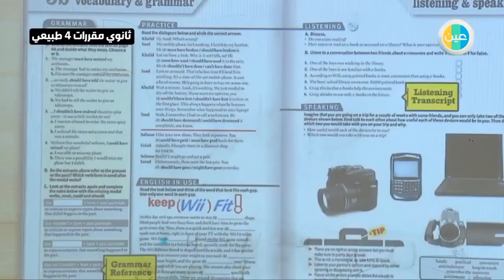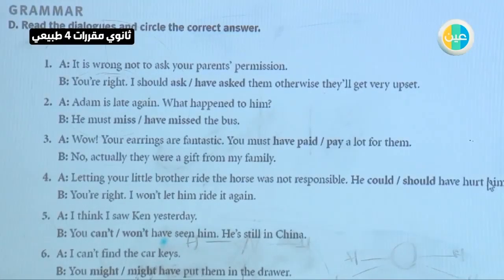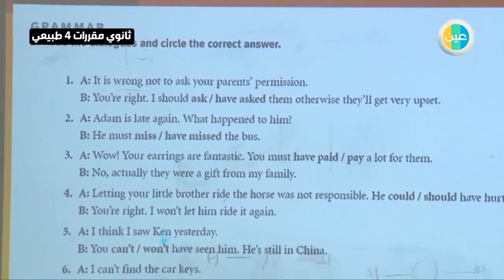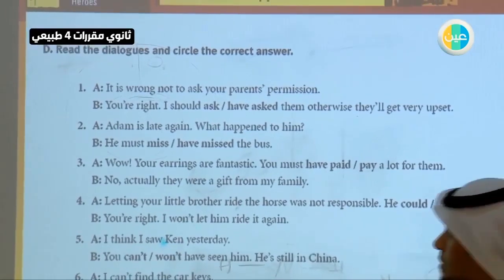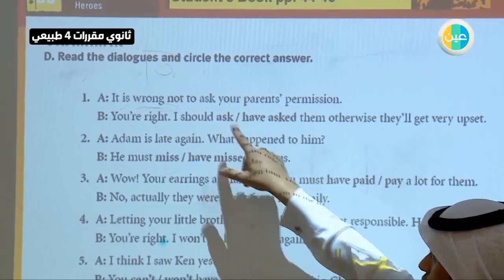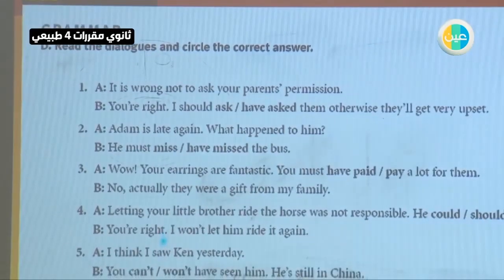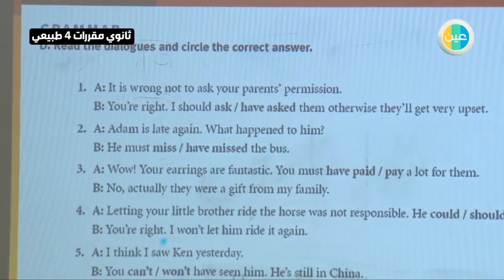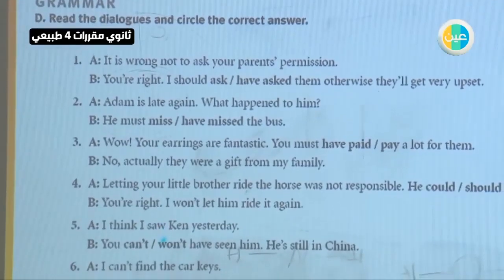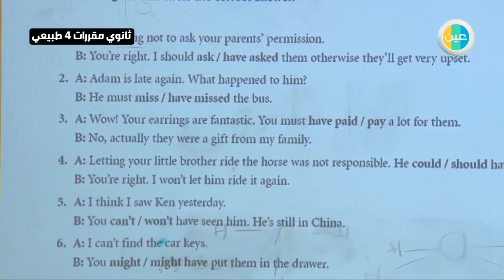And now we go to the workbook page and we try to answer this exercise. Exercise D. Read the dialogues and circle the correct answer. Choose either the first one or the second one. We have 6 dialogues. So A is saying, it's wrong not to ask your parents' permission.